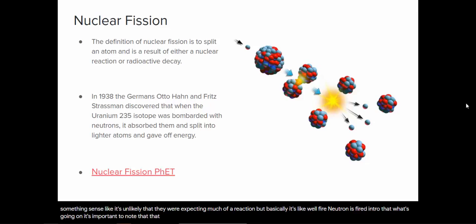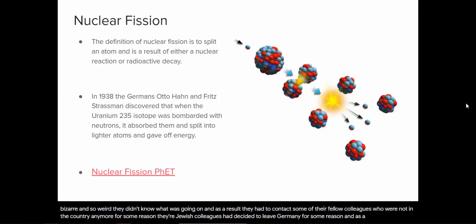It's important to note that that happened in 1938, because when Otto Hahn and Fritz Strassmann got their data from this, it was so bizarre and so weird they didn't know what was going on. As a result, they had to contact some of their fellow colleagues who were not in the country anymore. For some reason, their Jewish colleagues had decided to leave Germany. They had moved to Switzerland, and as a result, they sent the data to Switzerland. Now, Nazi Germany would have liked them to not have sent that data, just because Nazis be Nazis.